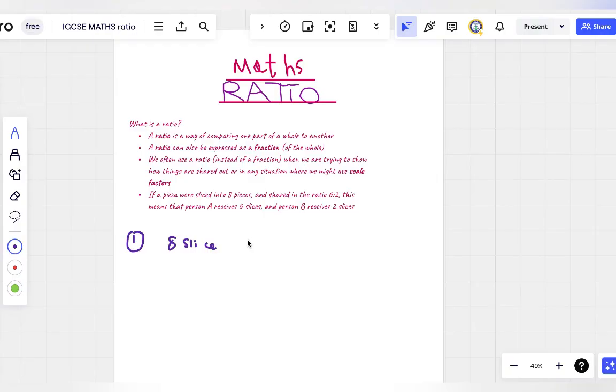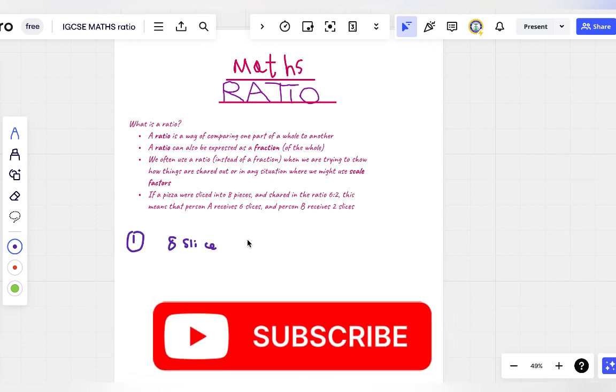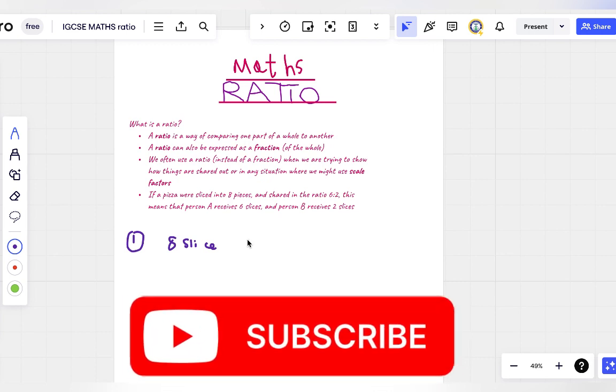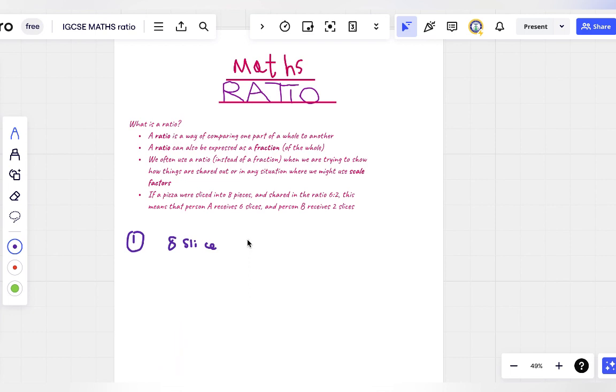Today we're looking at ratio. First of all, let's explain the meaning of a ratio. We say a ratio is a way of comparing one part of an object to another, comparing two whole objects together, or a part of it to a whole. So a ratio results when we're comparing one part of a whole to another part.